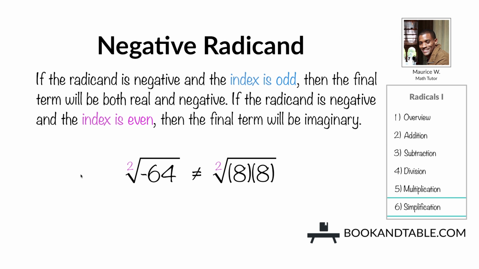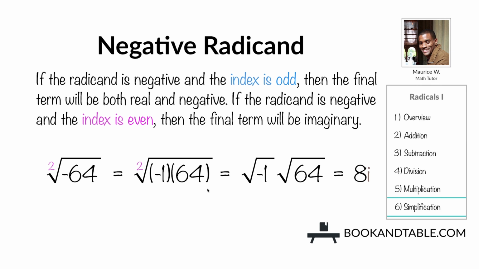But if our index is even, it's not real because there's no number times itself that will give us a negative product. Positive 8 times positive 8 is positive 64. So the square root of 8 times 8 is not equal to the square root of negative 64, nor is the square root of negative 8 times negative 8, because that would be positive 64 as well.